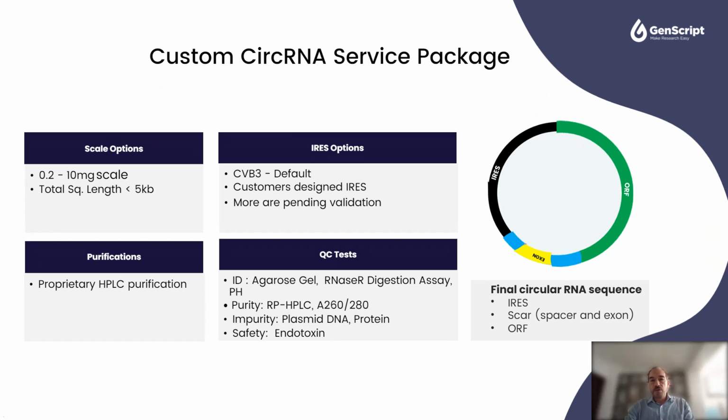And as I mentioned, circular RNA is becoming more and more popular because more stable and very often leads to better expression in the body. So we have different scale for that service. We also offer different IRES options. We have a default CVB3 IRES option, or we can work with you to design your own IRES options. We do different types of purification. We have HPLC purification for a lot of these materials, and also QC tests, variety of QC tests that can also be customized.